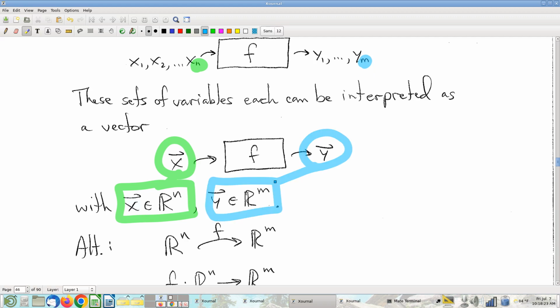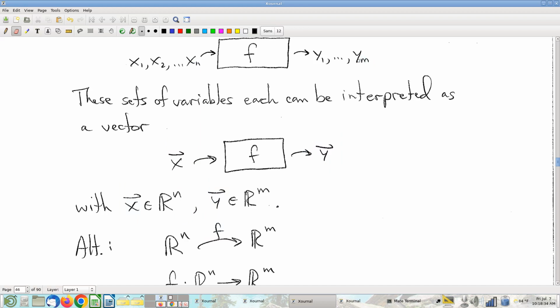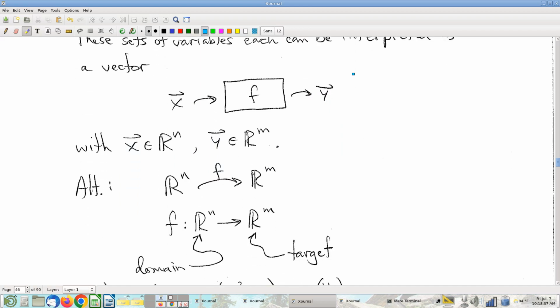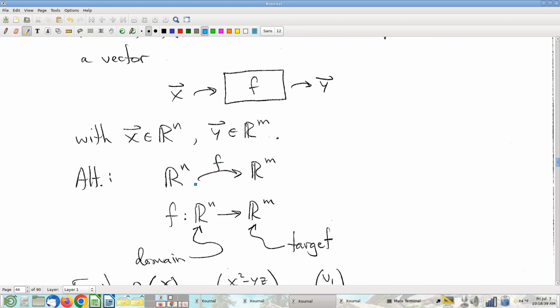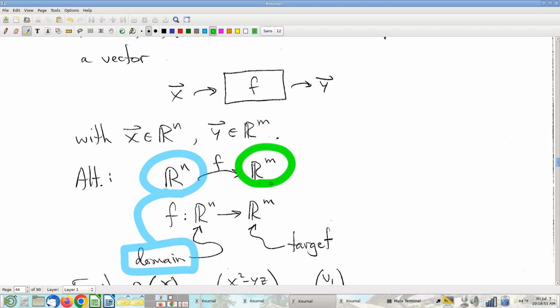And we have important terminology that you need to know about these spaces, the one where the inputs come from and the one where the outputs go into. The terminology is that the input space, the world where the inputs come from, is called the domain, and the one where the outputs land in is called the target. Domain and target.